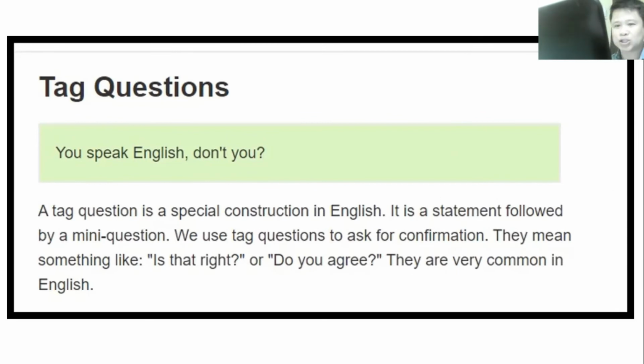So a tag question is a special construction in English. It is a statement followed by a mini question. We use tag questions to ask for confirmation. They mean something like, is that right? It's raining, isn't it? Is that right? Or do you agree? They are very common in English. So tag questions or question tags.